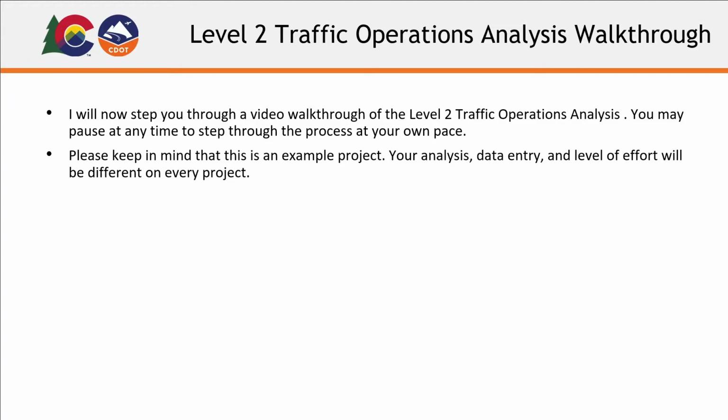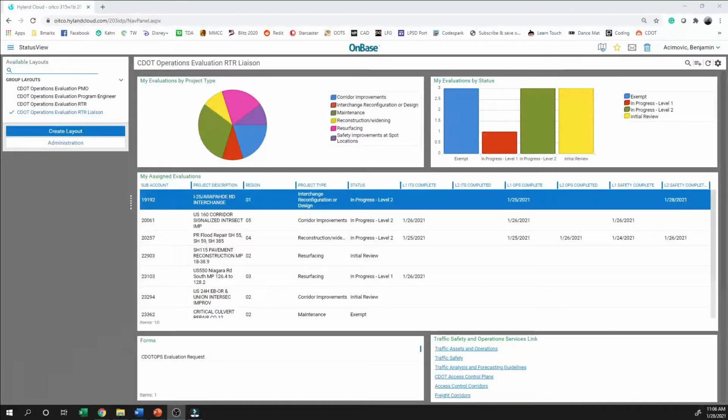Keep in mind that this is an example project. Your analysis, data entry, and level of effort will be different on every project. We will double-click on the project with status in progress Level 2 Project 19192 and wait for the window to open.